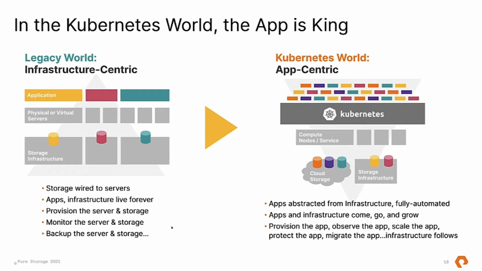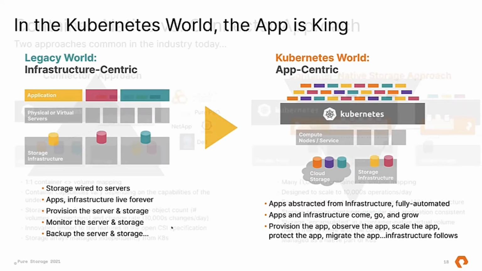In the Kubernetes world, the application is king. The application is everything. So the application has been abstracted from the infrastructure, and it's fully automated with Kubernetes, with OpenShift, with the great tooling that Red Hat has put together to help put those apps into production. The apps come, they go, they grow, they scale up, they scale down, they move around, they spend some time on OpenShift on top of AWS, and then they move on-prem to an OpenShift on-prem location. You provision the app, you observe the app, you protect the app. All of these things are driven by what you're doing with the app, and the infrastructure follows. And our traditional storage world was not designed to support this mindset.